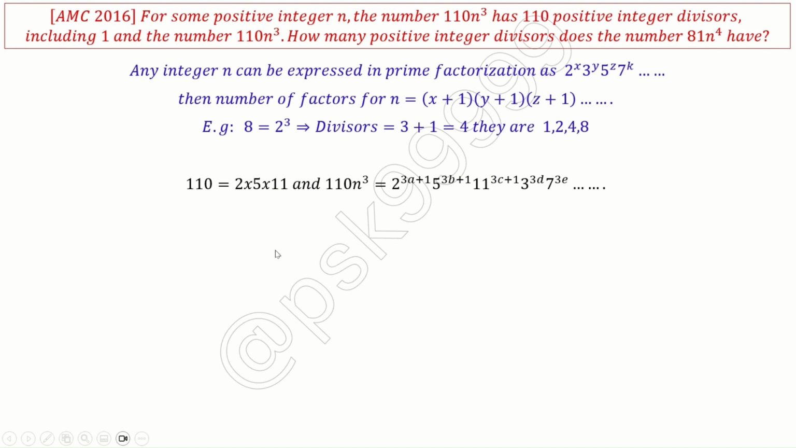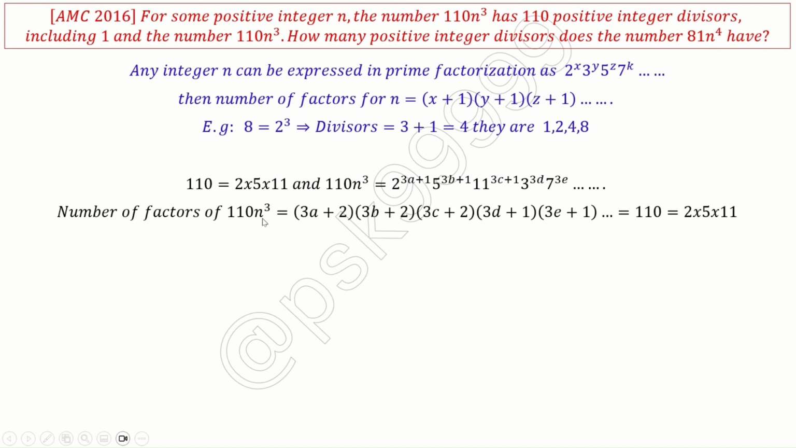Now the number of divisors of 110 n cube is 3a plus 2 into 3b plus 2, into 3c plus 2, into 3d plus 1, into 3e plus 1, and so on. This is all equal to 110, which is 2 into 5 into 11. So you have to get this 2 into 5 into 11 from this product only, and these three are primes, so there cannot be any multiples in this. You have to get only these three values from this.